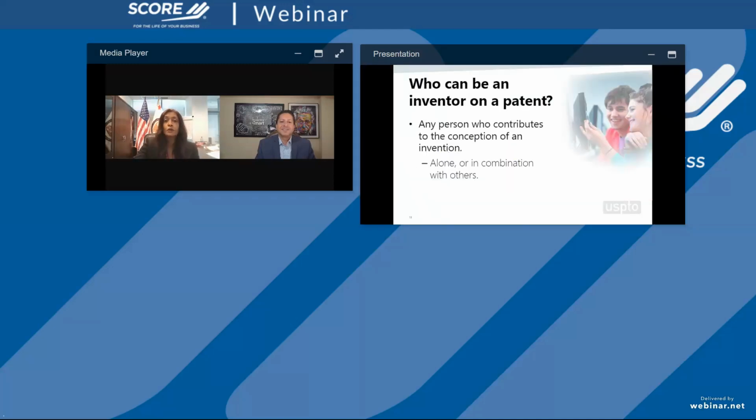Now, who can be an inventor on a patent? Any person who contributed to the conception of the invention. So who came up with this idea? Sometimes it might be multiple people. Sometimes it might be you. And now we're having a lot of discussions on, what if you had some help with AI? Well, as long as there's a real natural person and most of the work was done by you, that's the inventor. It is not the AI. An AI model cannot be an inventor.